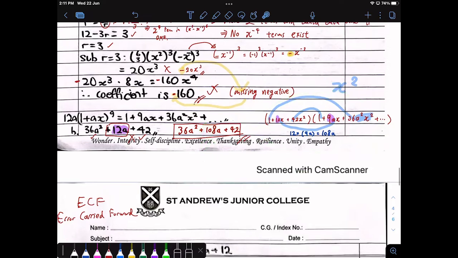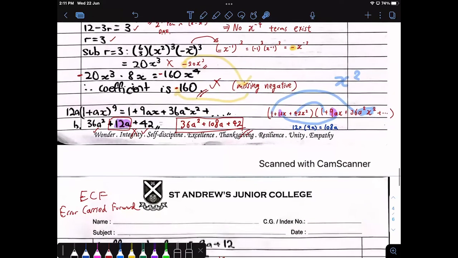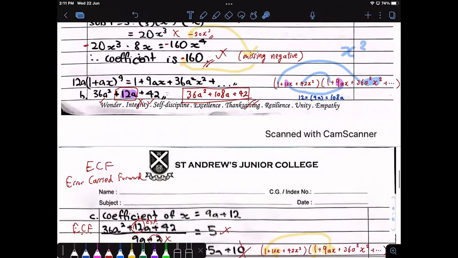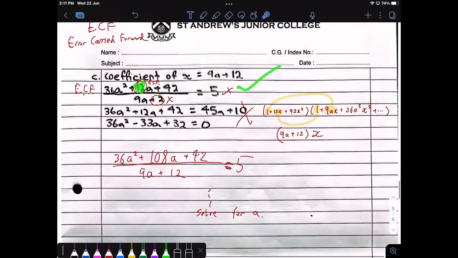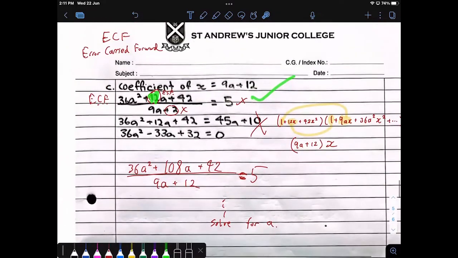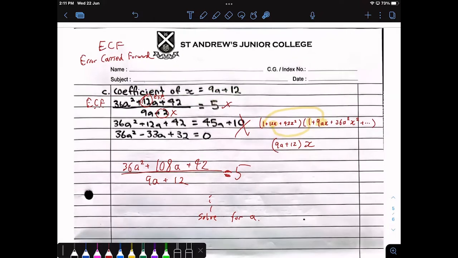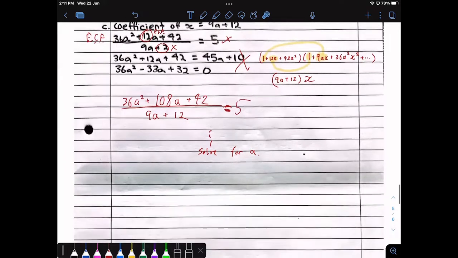No, 12. Okay. Error carried forward. Yes, this one is just error carried forward. You got the idea. This is correct. And 9a plus. Oh, another transfer error. I think you got tired already. Here is 12, but then you wrote down something else. Yeah. So transfer error one time. This one is error carried forward from the previous one. 2 mistakes. Okay, but you got the idea. Yes, equate it to 5, then solve for a. Okay. I will leave it to you.